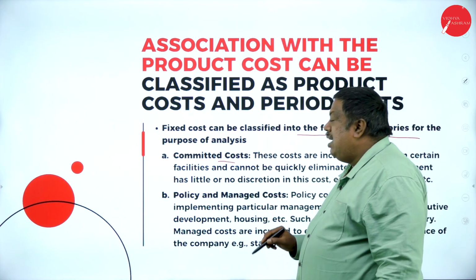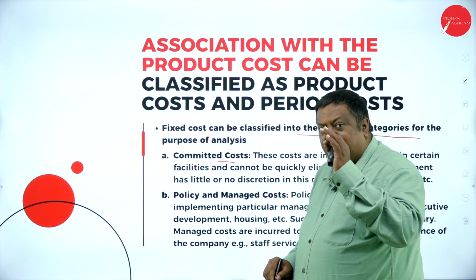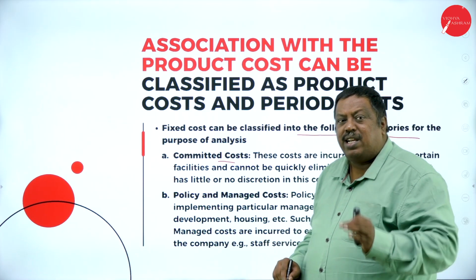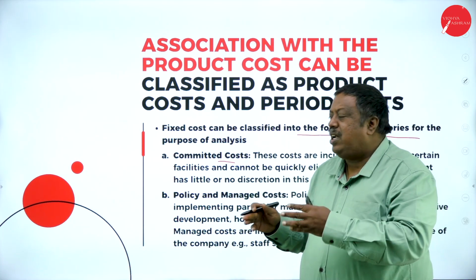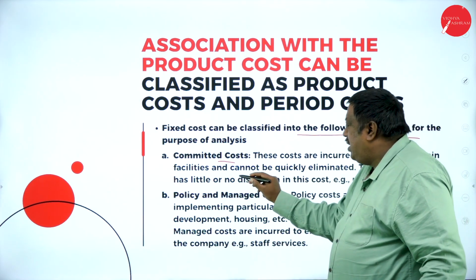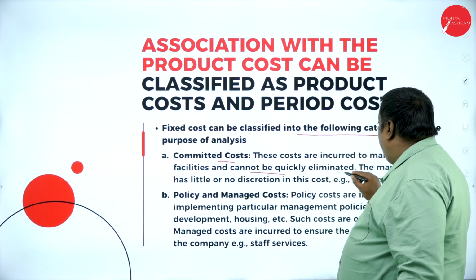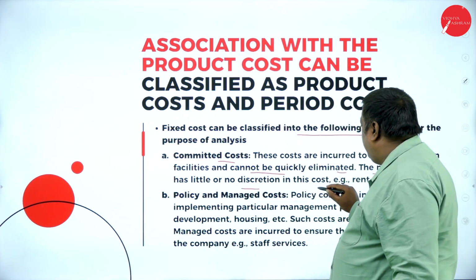Committed cost. See, the fixed cost is even called committed cost. Committed means if I take any premises for rent, it is my commitment to pay that rent. That is called committed cost here. These costs are incurred to maintain certain facilities and cannot be quickly eliminated. The management has little or no discretion in this cost.